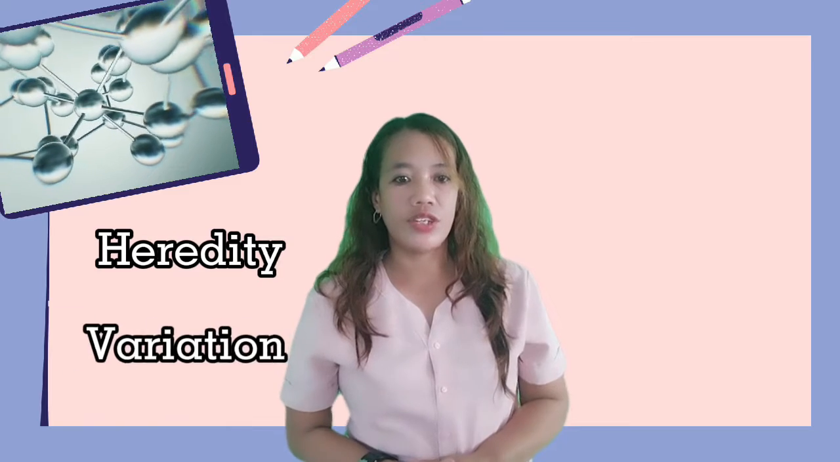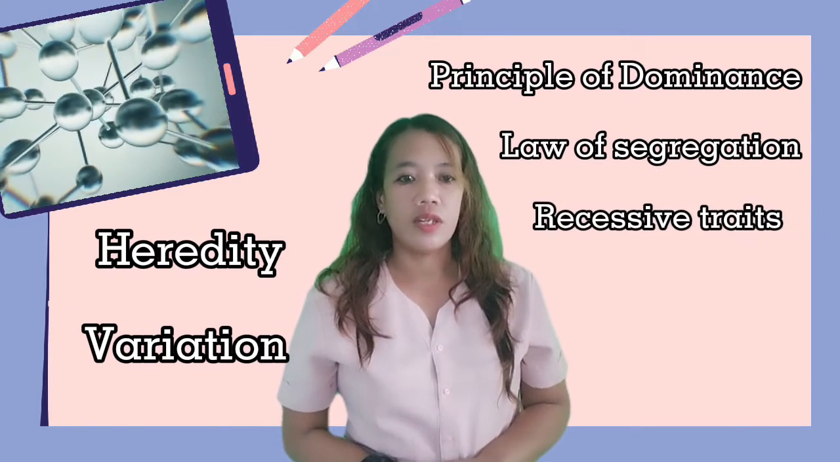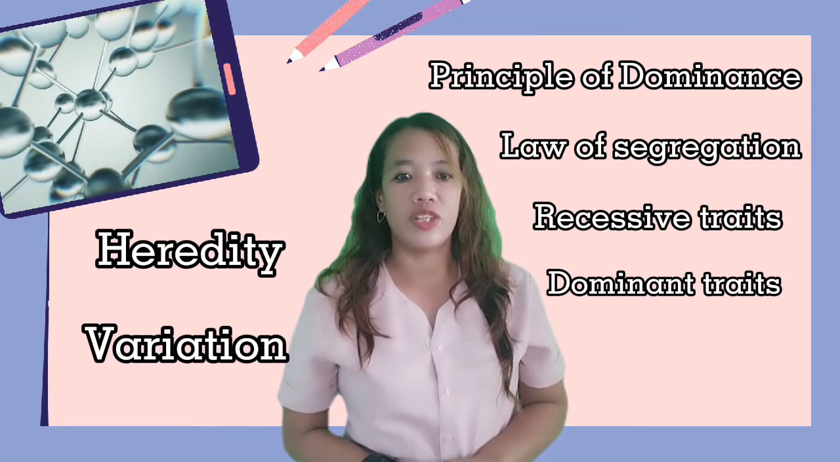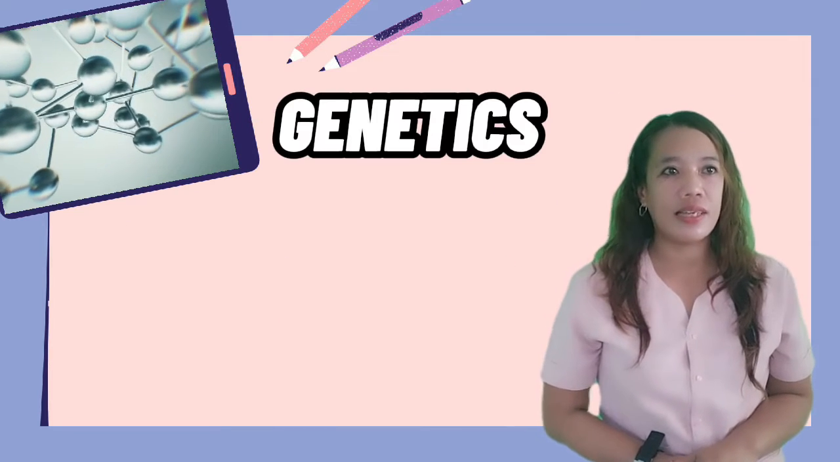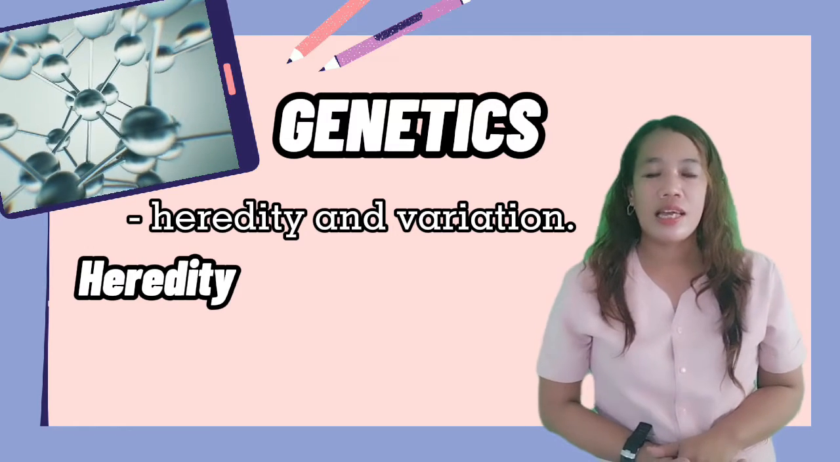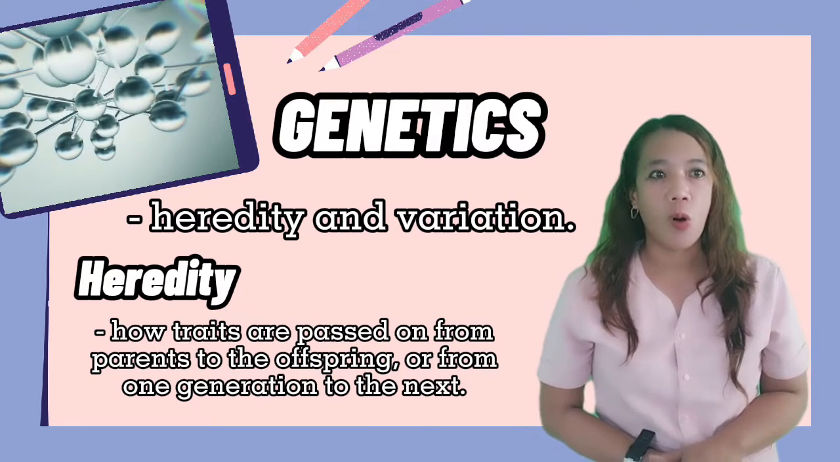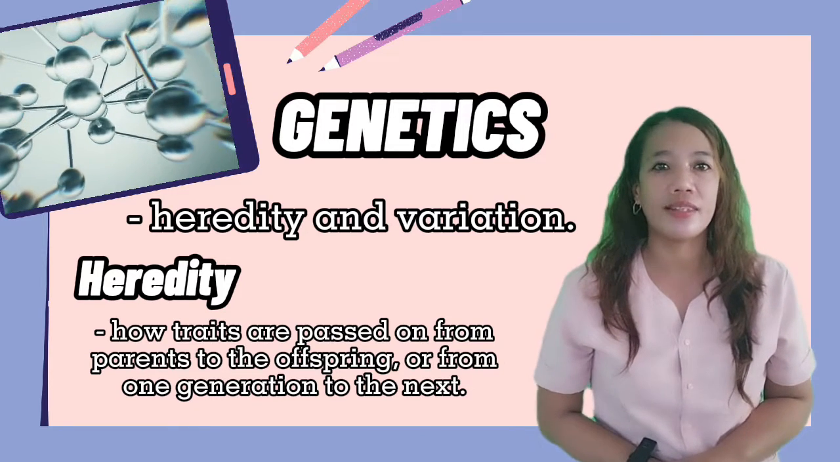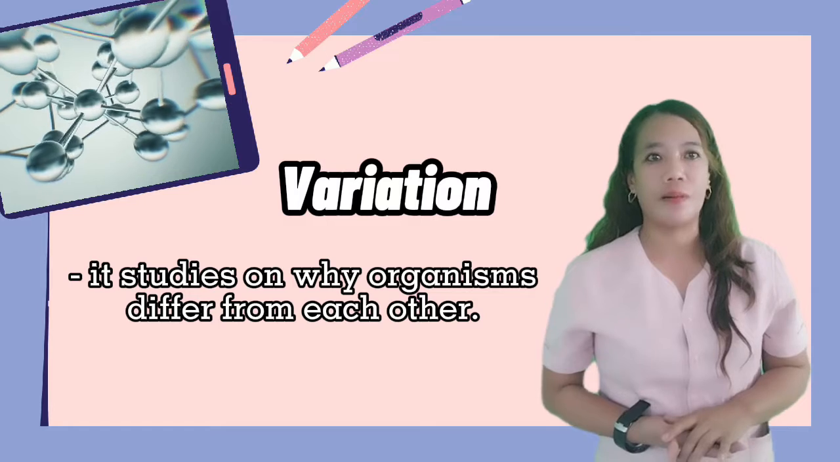Heredity, variation, principle of dominance, law of segregation, recessive traits, dominant traits. These are some words that you may encounter in our lesson today. You already know that when we say genetics, this is the study of heredity and variation. When we say heredity, it is the study of how traits are passed on from parents to offspring, or from one generation to the next generation. When we say variation, it studies why organisms differ from each other.